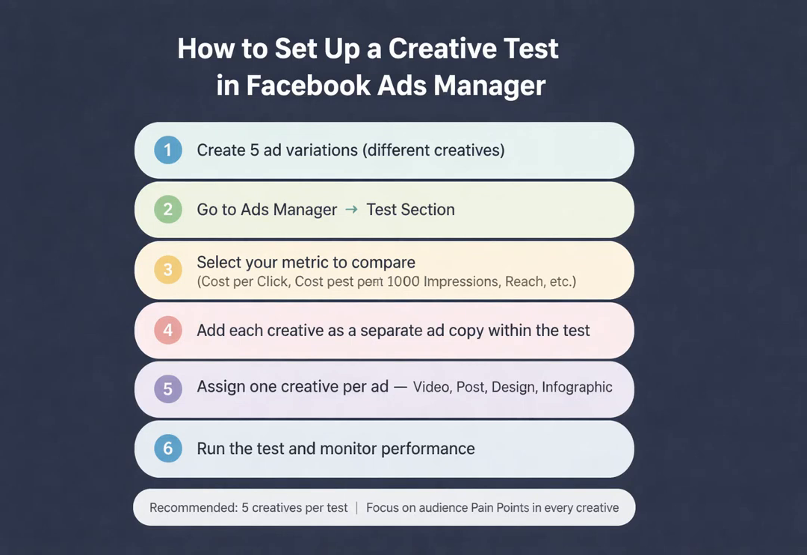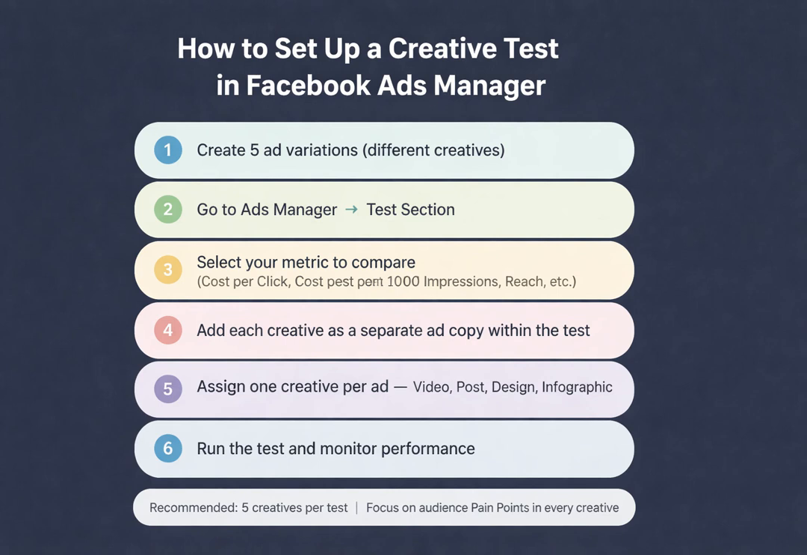So how do you actually set this up inside Facebook Ads Manager? The instructor walks through the practical steps. He recommends starting with 5 creative variations, 5 different versions of your ad. You go into the test section of Ads Manager and you select the metric you want to compare. This could be cost per click, cost per 1,000 impressions, or reach, whatever matters most for your campaign goal. Then you add each creative as a separate ad copy within the test.